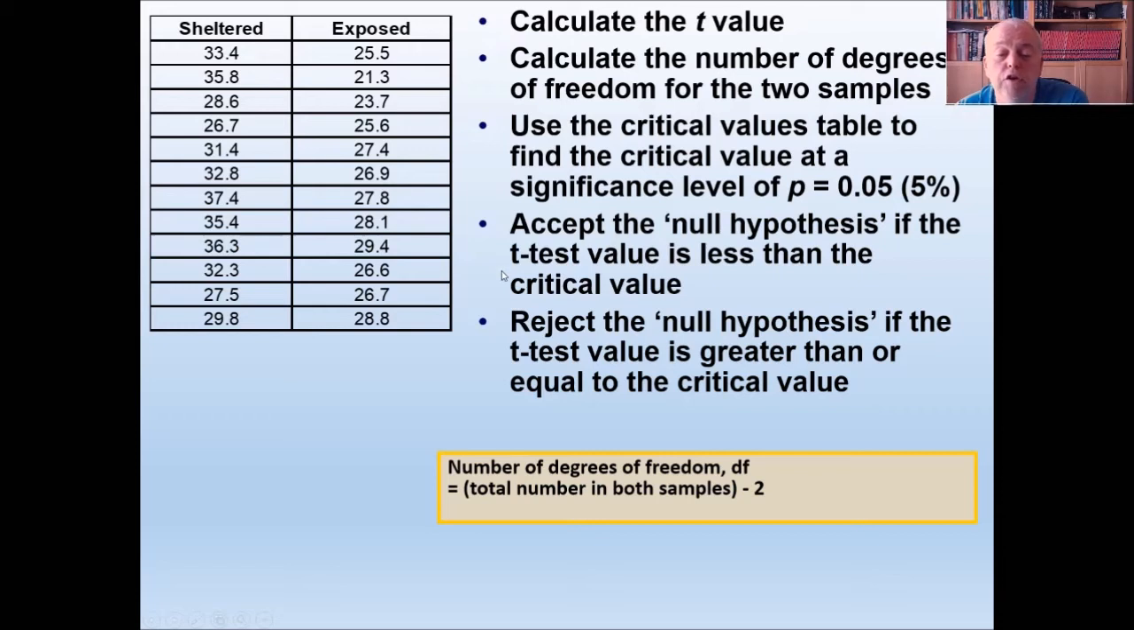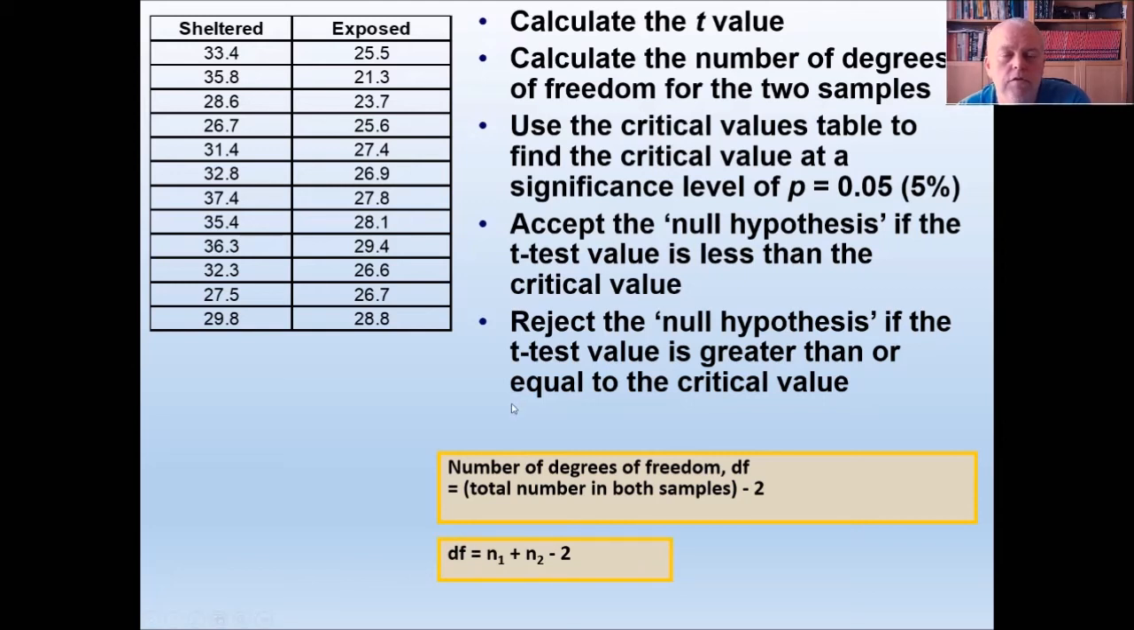Now, for this particular statistical test, determining the number of degrees of freedom is quite simple. The number of degrees of freedom is the total number that we've got across all the samples. In this case, we had a total of 24, and we subtract 2 from that total. So it's the total number of samples minus 2, and in this case the degrees of freedom is going to be 22. I'll now try and explain exactly what we mean by that idea of degrees of freedom.